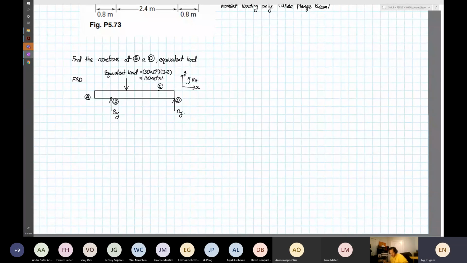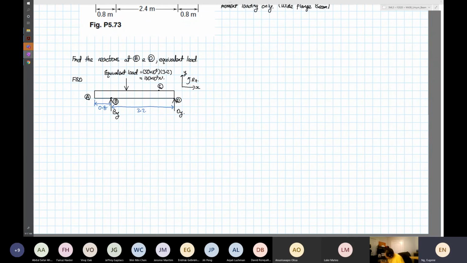And the next thing that I think we should sort out is also the distance. I want you all to sort out the distance at the same time. It's important to know the distances that we are dealing with before we start our analysis. So from here to here, this is equal to 0.8. And then the next one from here to here is equal to 2.4 plus 0.8, which is equal to 3.2.